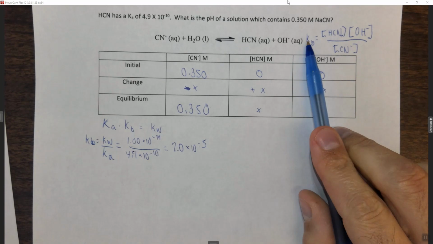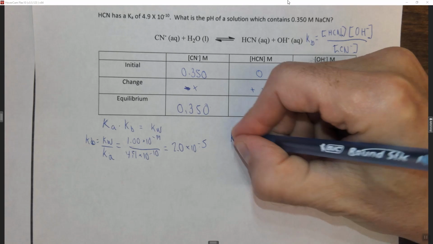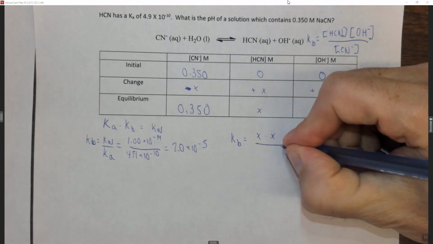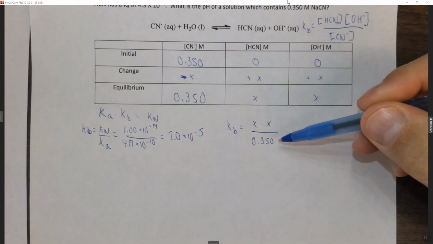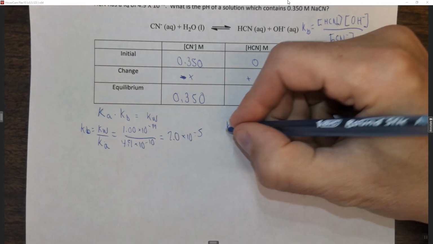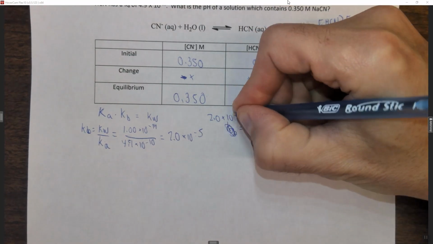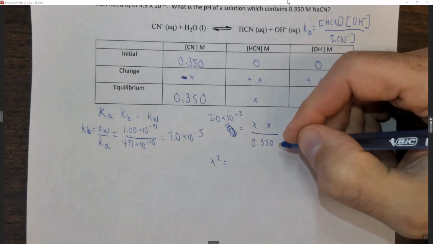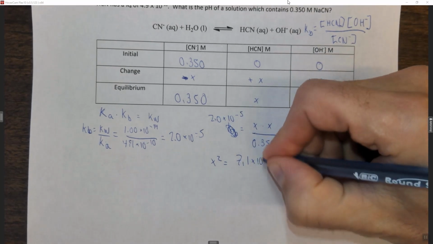We now know the Kb, we know these are both X, and we know the CN minus, so we can plug in. So the Kb is equal to X times X, these two X's, divided by 0.350, the concentration of CN minus. All right, I should have plugged in the Kb. So the Kb is equal to, right here, 2 times 10 to the minus 5. We cross multiply, and we find that x squared is equal to 0.35 times 2 times 10 to the minus 5, which is 7.1 times 10 to the minus 6.